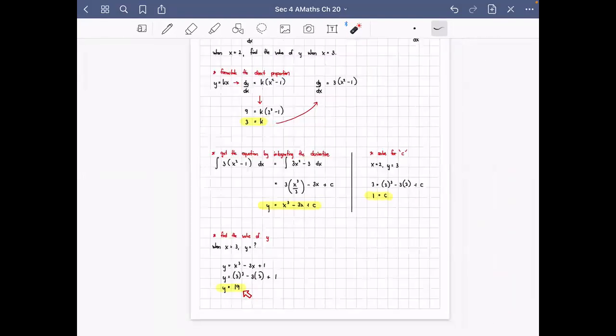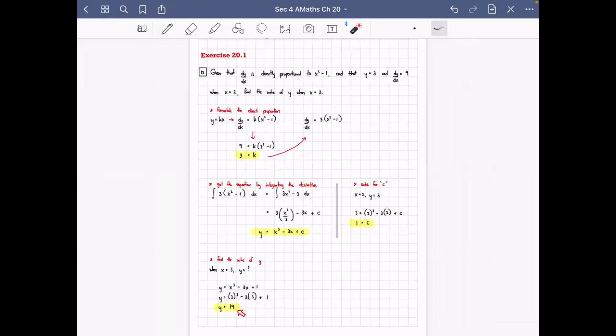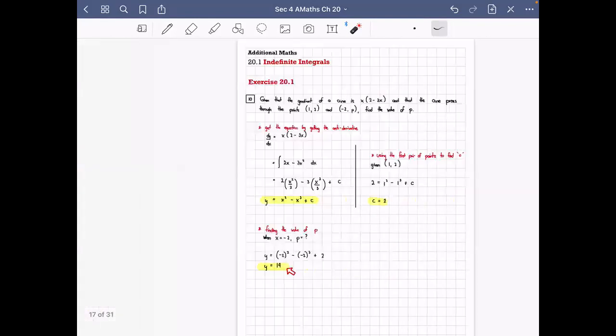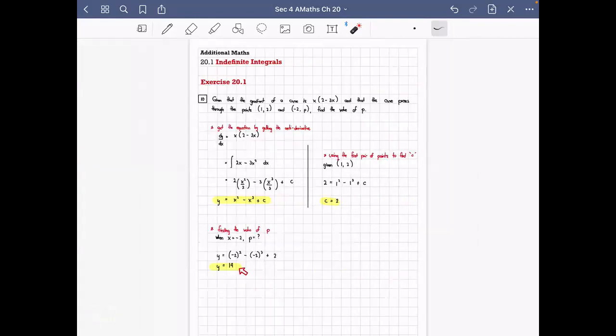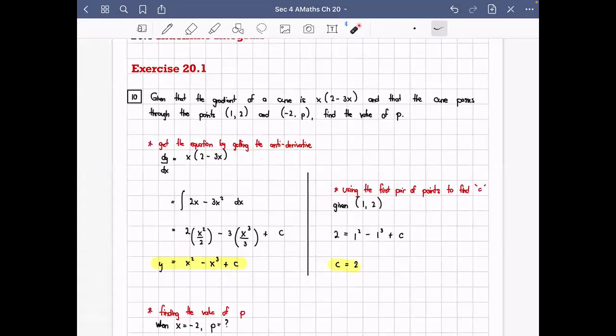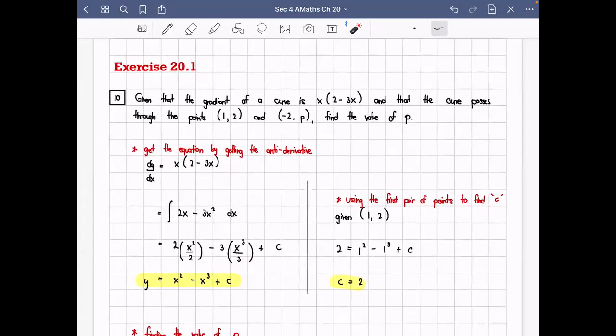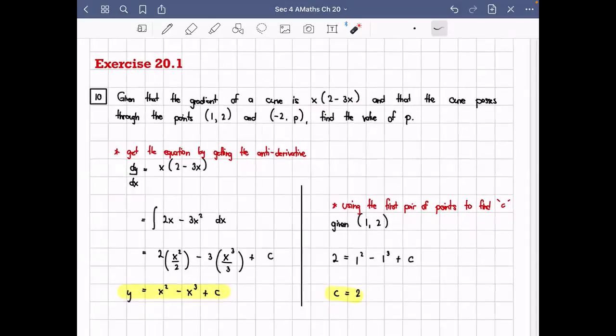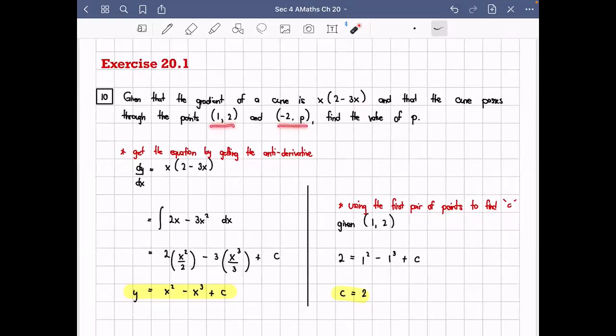So that's the process for question number 12. Now, let me explain one more question. Question number 10, it's on page 434 also. But let me explain this first before I go to number 15. So number 10: given that the gradient of a curve is x times (2 minus 3x), and that the curve passes through the points (1, 2) and (negative 2, p), find the value of p. All right, so we have this.